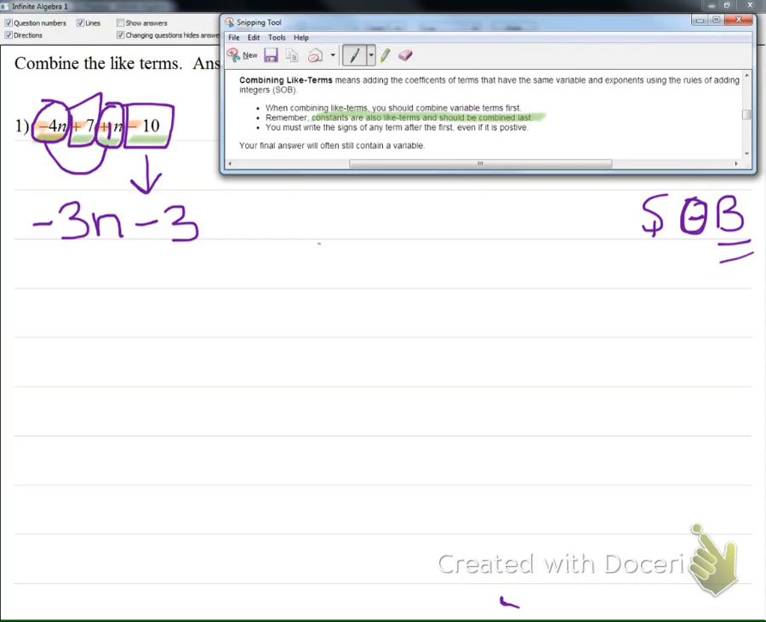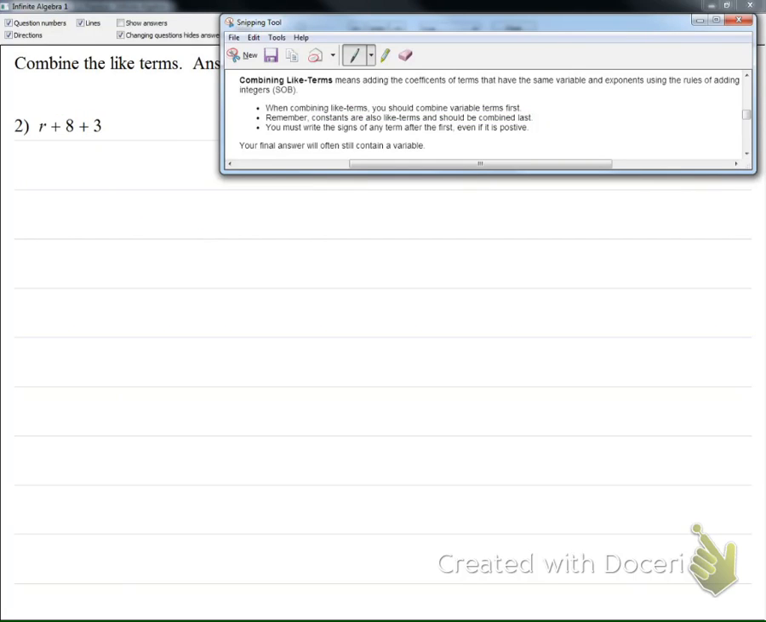Alright. So after you're done combining like terms, your final answer will often still contain a variable. We're not evaluating. Remember, evaluating expressions means that they give us the values of the variables. We're not given the values of the variables, so all we can do is combine them. Okay. Let's look at another problem.